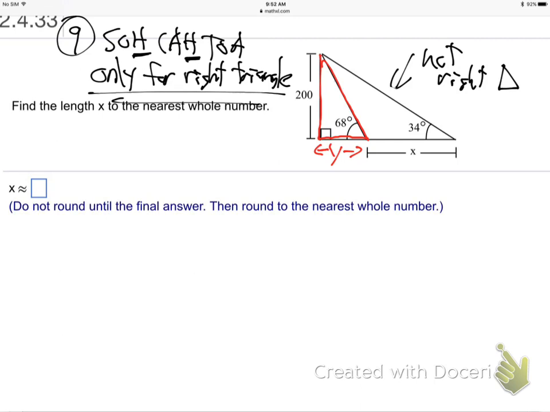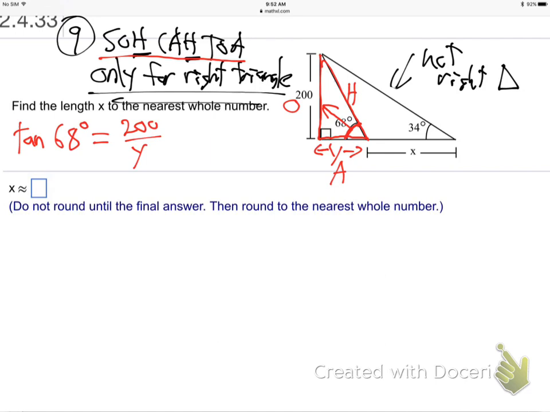Thinking about SOHCAHTOA. From the 68-degree angle's perspective, the 200 is across from it. It's opposite. The y is adjacent, and this would be the hypotenuse. So that's opposite over adjacent. It's tangent again. Seems like it's always tangent, huh? Tangent of 68 degrees is 200 over y.